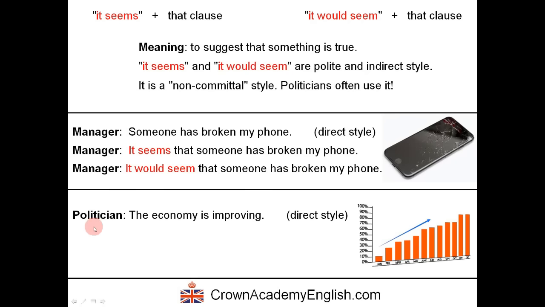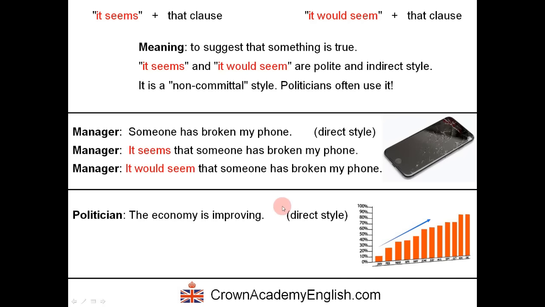Now, for a politician, a politician says, in a direct style, the economy is improving. And when the politician says this, then the politician is certain. He is not saying maybe. He is certain that the economy is improving. But politicians don't like being certain, because later someone could prove that they were wrong.